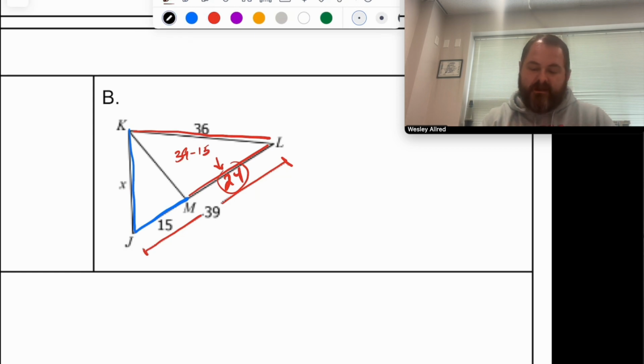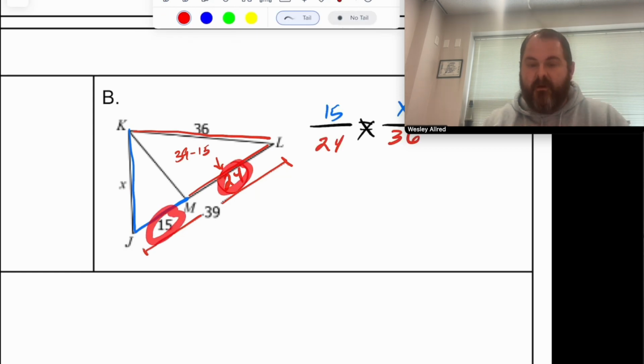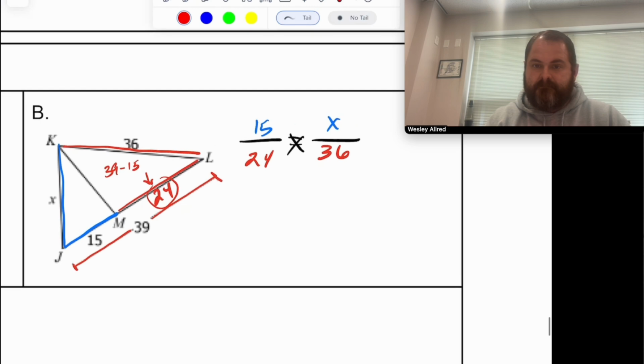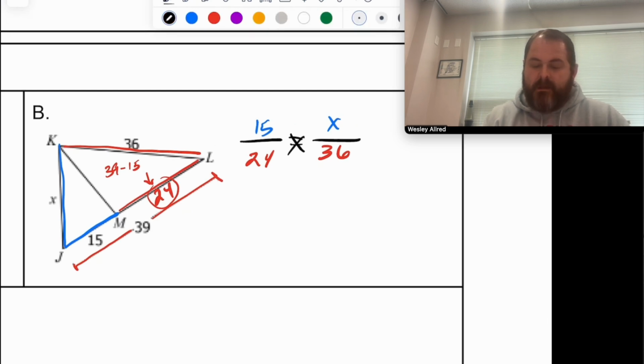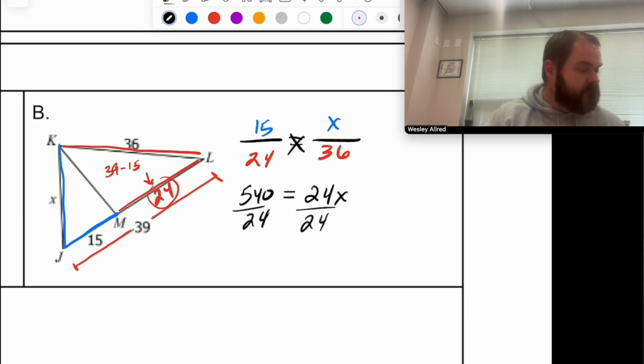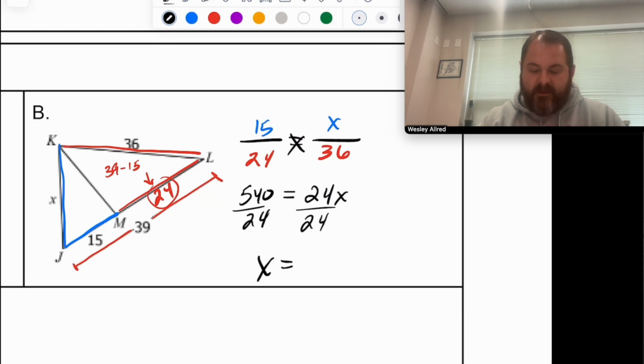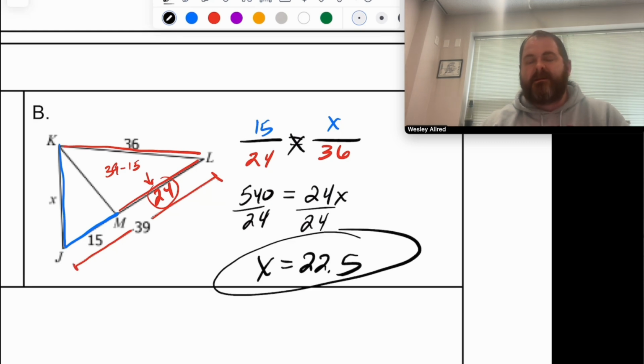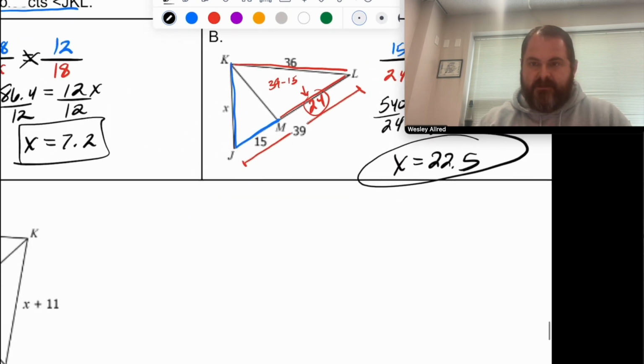So that proportion should look like this. 15 to 24 is equal to x over 36. Okay? So if I cross multiply again, let's do 15 times 36. That's 540. That has to equal the same as 24 times x. So we just divide by the 24. And we get x is about 22.5. You'll notice in this lesson we are getting some more decimal answers, but most of them are exact decimals, so it's not too much of a challenge.